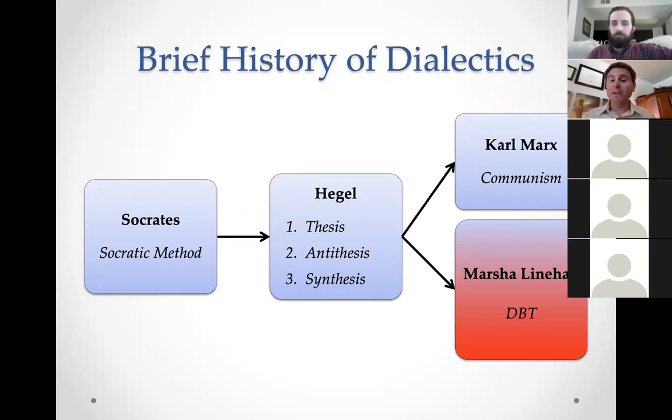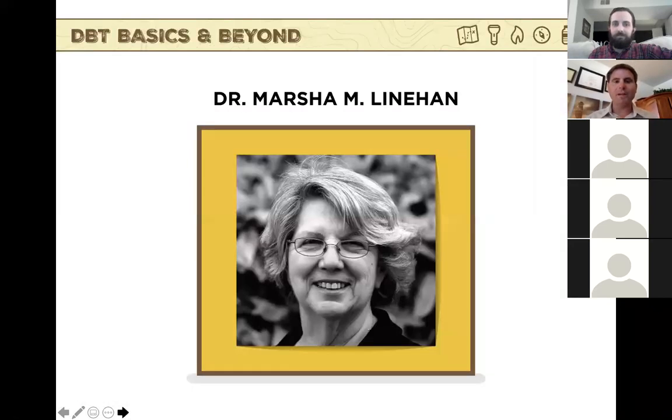So ironically, Karl Marx latched onto the same idea of Hegel and created the system called communism, whereas Marshall Linehan latched onto that same exact idea and created a model for borderline personality disorder. So go figure. In this training, we're going to focus on Marshall Linehan's version of dialectics, if that's okay. We'll save Karl Marx for a different day. So that's a really brief philosophical intro to the model.